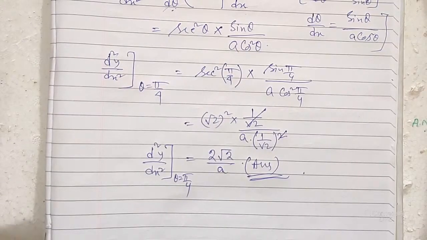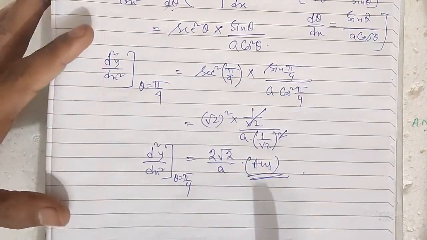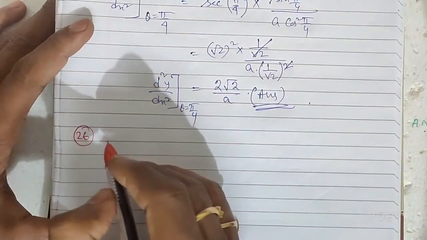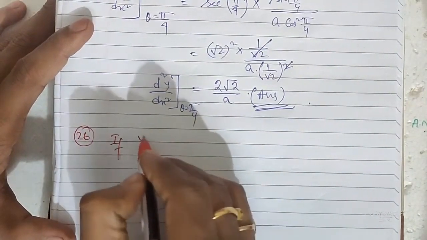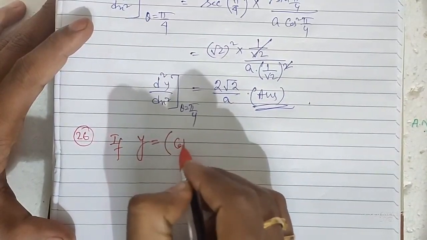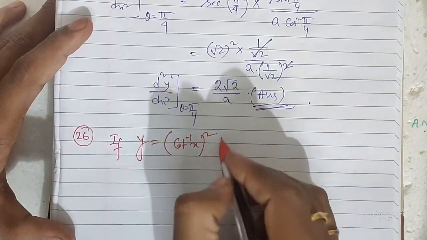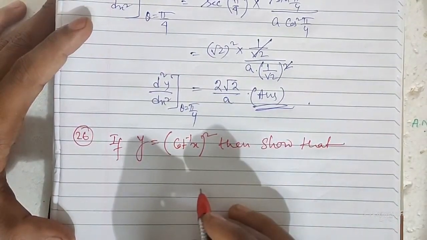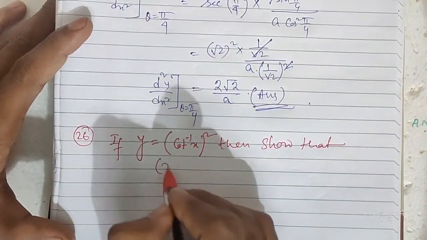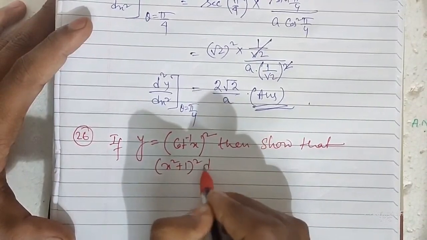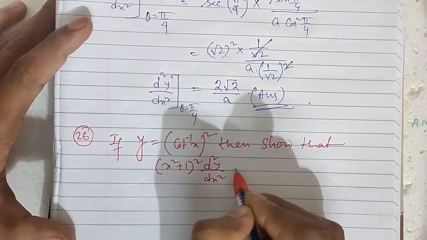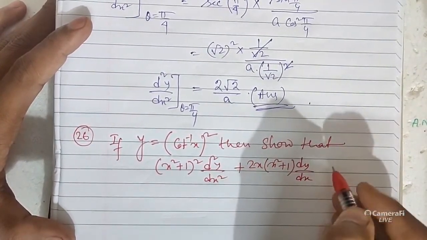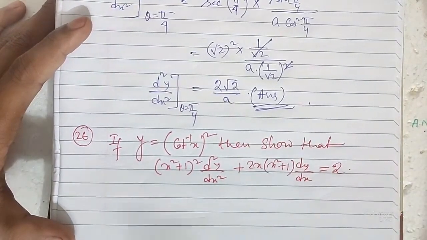The next question will be question number 26. It is given that if y equals cot inverse x whole square, then show that x square plus 1 whole square into d2y by dx2 plus 2x into x square plus 1 into dy by dx is equal to 2. This you have to solve.